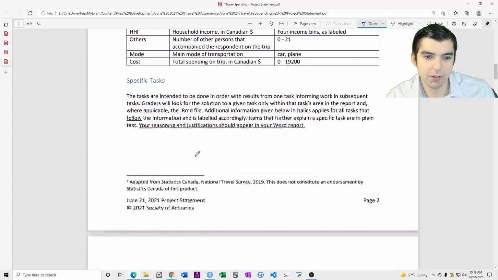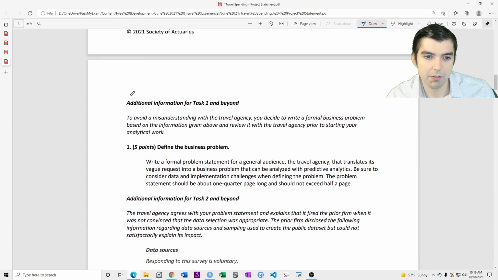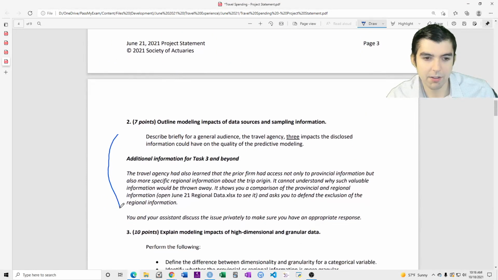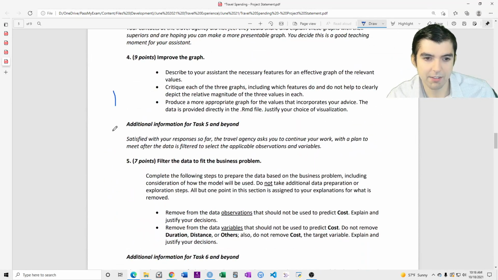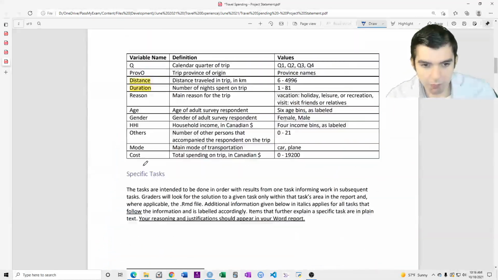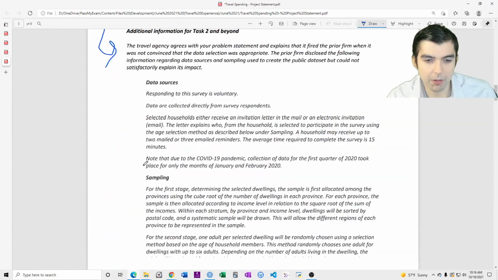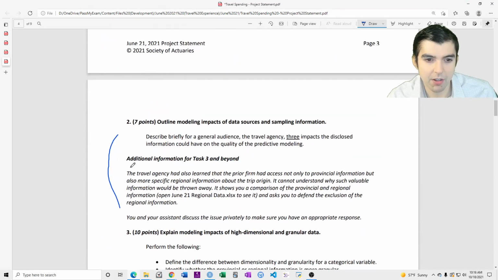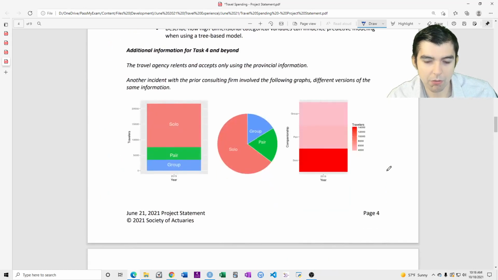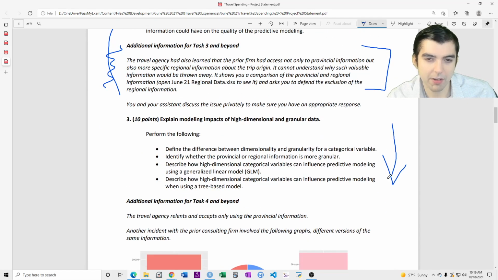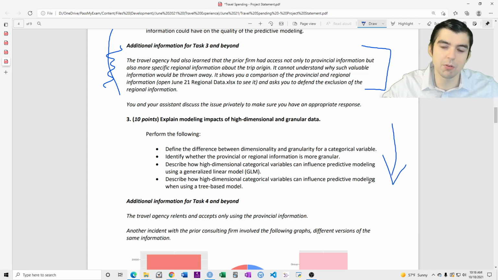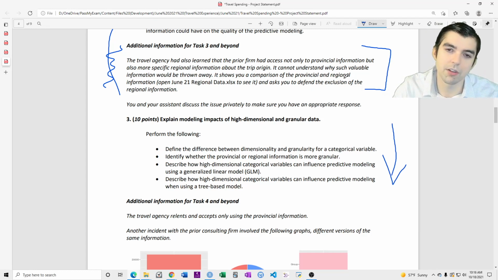So in other words, when you get to this part, it says additional info for task 1. This applies to this task and to this task and to this task, and similarly, additional info for task 2 also applies to all of these other tasks. So there's really this cumulative increase in knowledge that you need to keep in mind.